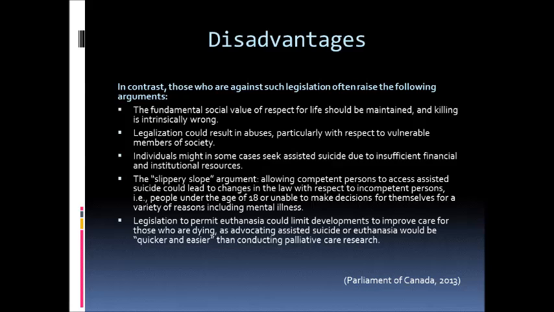Individuals might, in some cases, seek assisted suicide due to insufficient financial and institutional resources. And there's an argument known as the slippery slope argument: if we allow competent people to access assisted suicide, it could lead to changes in the law with respect to incompetent persons, so people under the age of 18 or those who are unable to make decisions for themselves for reasons such as mental illness. Legislation to permit euthanasia could also limit development to improve care for those who are dying, as advocating euthanasia would be quicker and easier than putting someone in palliative care.